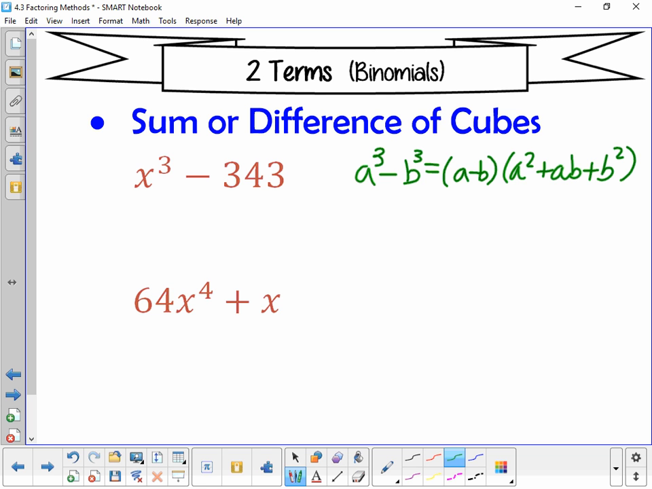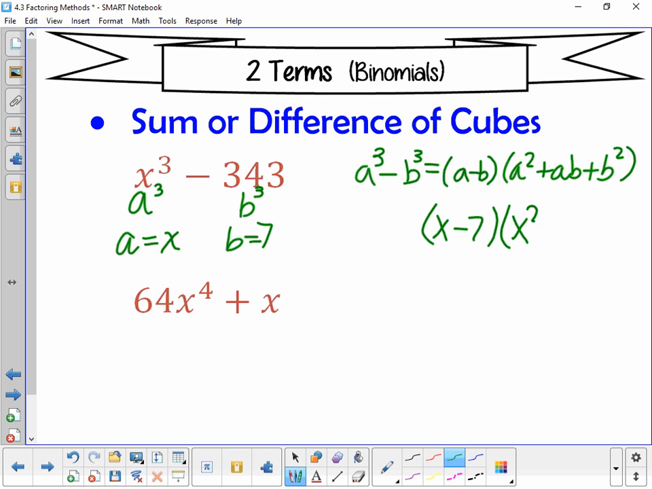So our problem here is x to the third minus 343. X to the third is our a cubed, and our b cubed is 343. So a is just x, and b is the thing that we raised to the third power to get 343. So b is 7. So our factorization is going to be x minus 7.